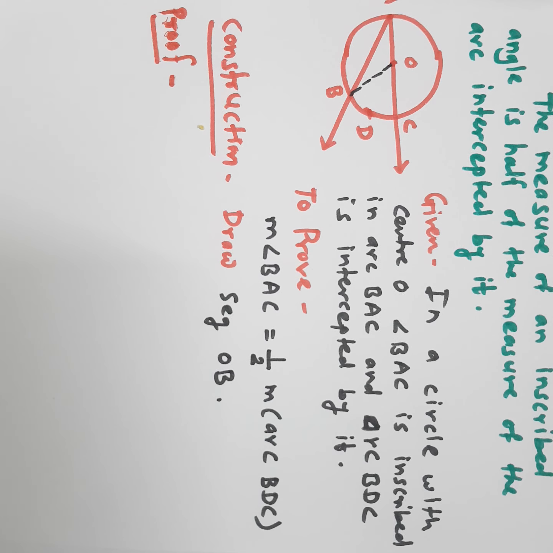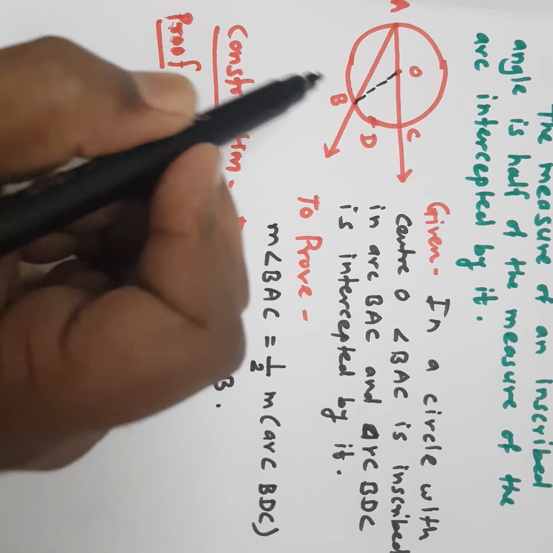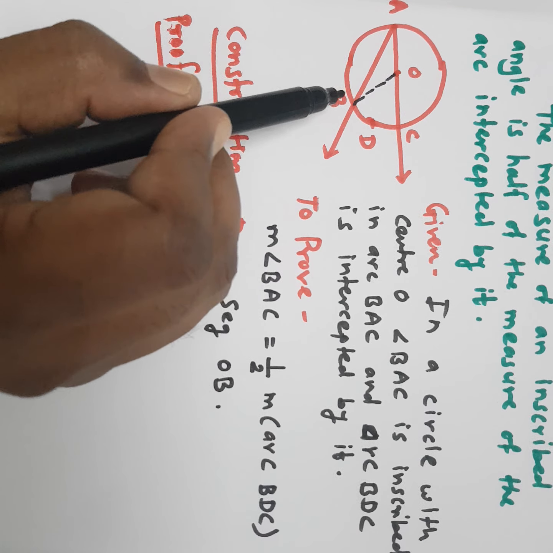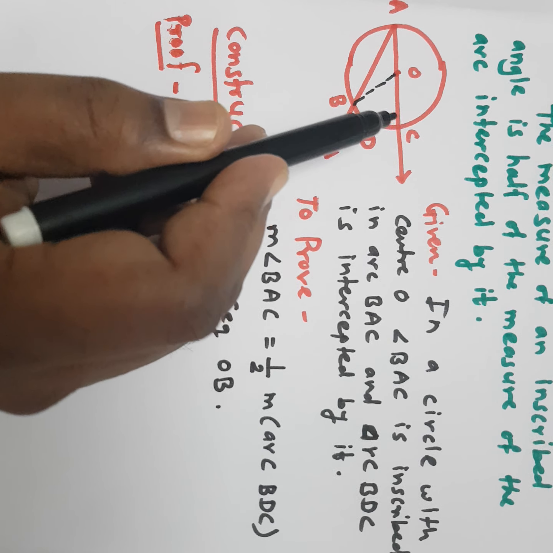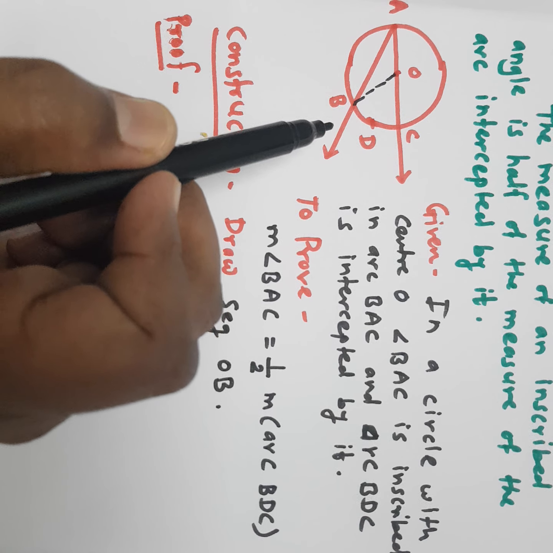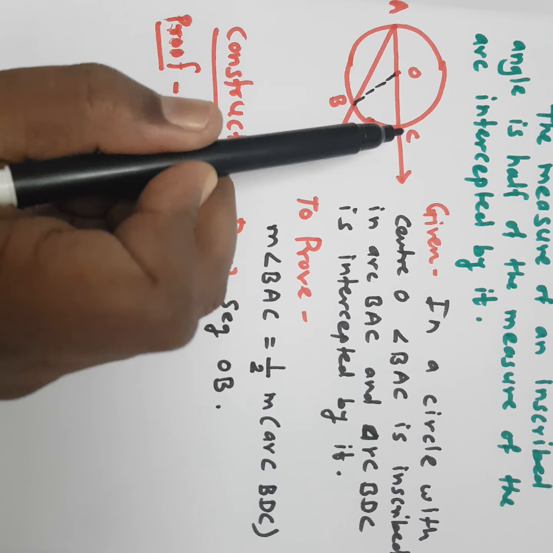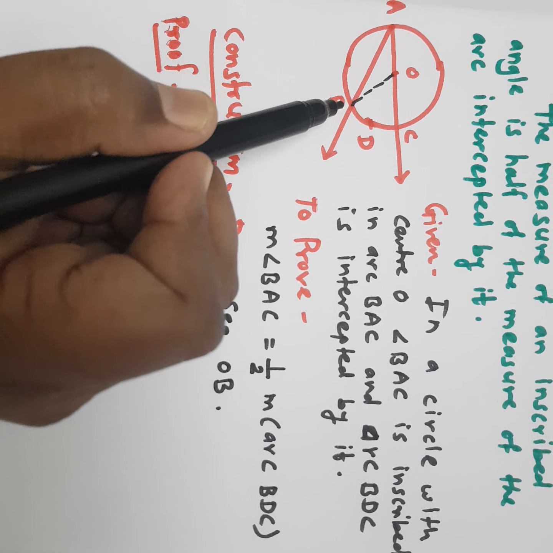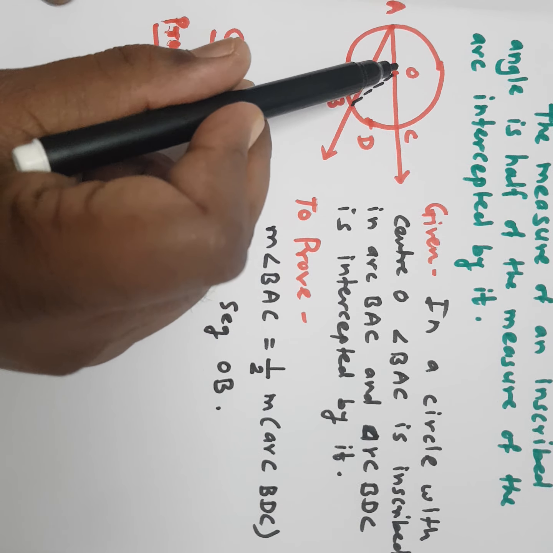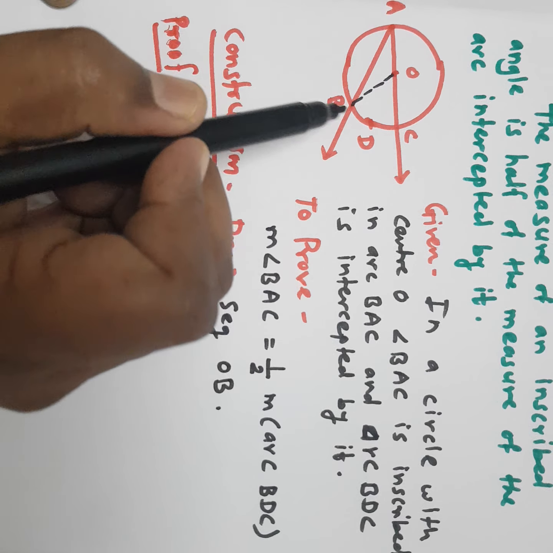of this theorem. Before learning the proof, see here, angle CAB is inscribed in arc BAC, arc BDC is intercepted by it, and we have to prove that measure of this angle A is half of measure of this arc BDC. To prove this, we have constructed segment OB. Therefore, we got triangle AOB.